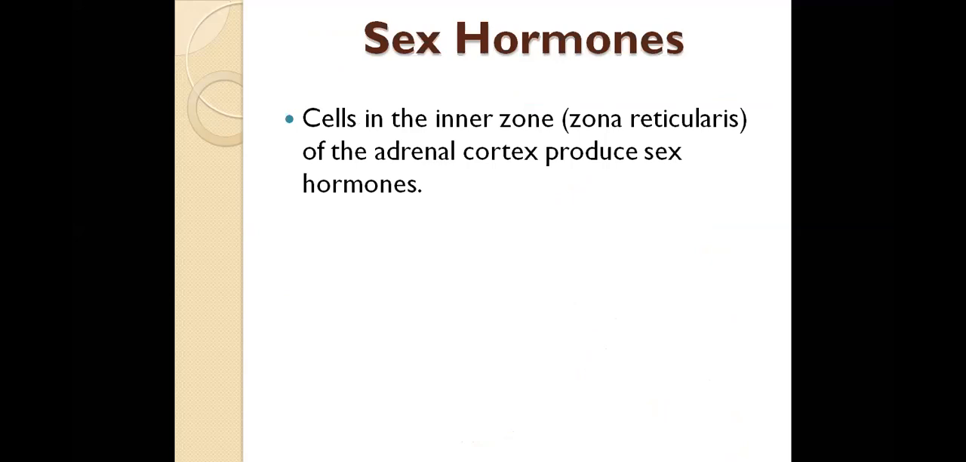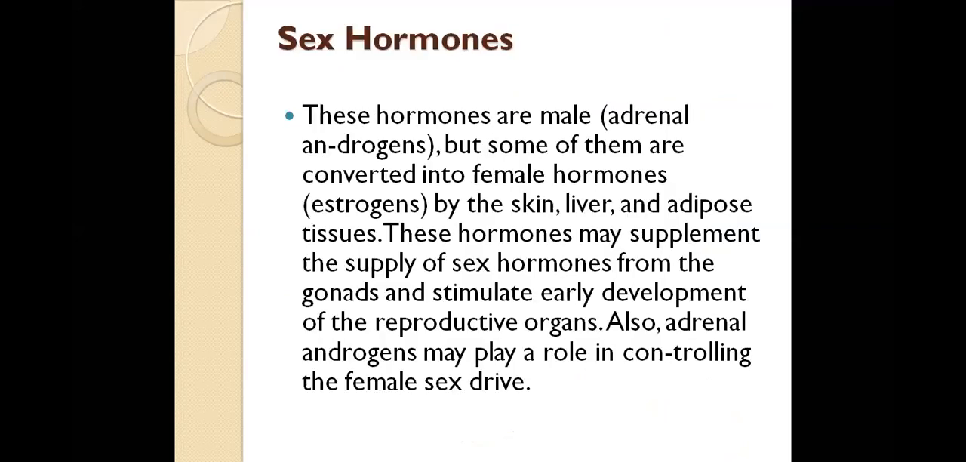Finally, let's close this with sex hormones. The cells in the inner zona reticularis of the adrenal cortex produce sex hormones. What are the sex hormones? Androgens and estrogen. These are male adrenal androgens; we say adrenal androgens because androgens are released by the testis also. But some of them are converted into female hormones, estrogen, by the skin, liver, and adipose tissue.